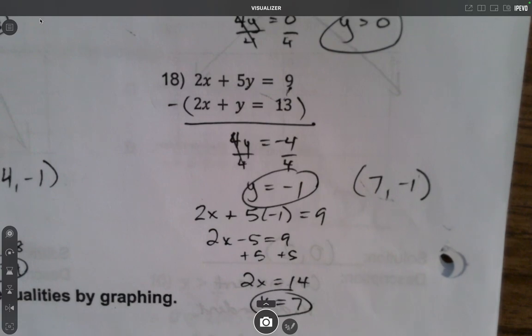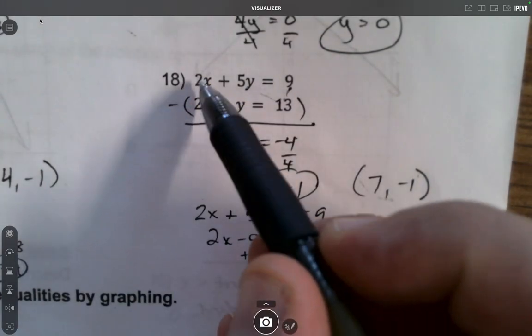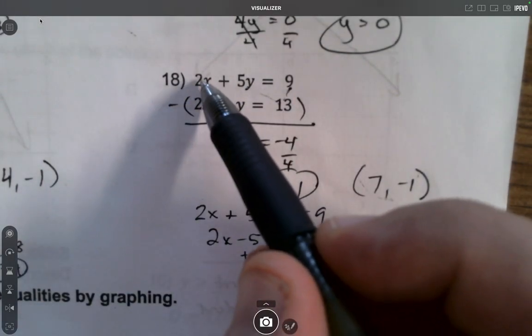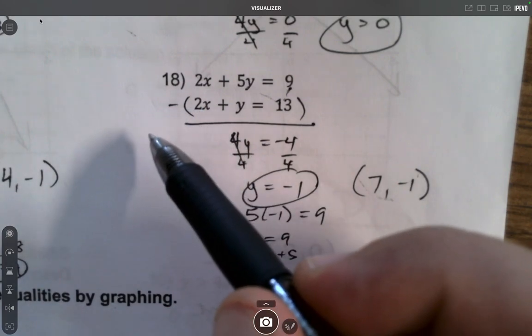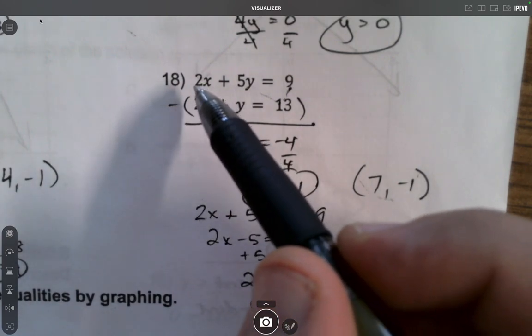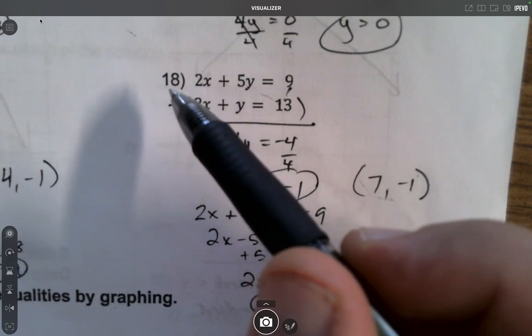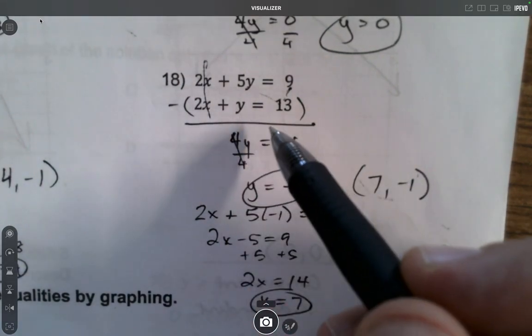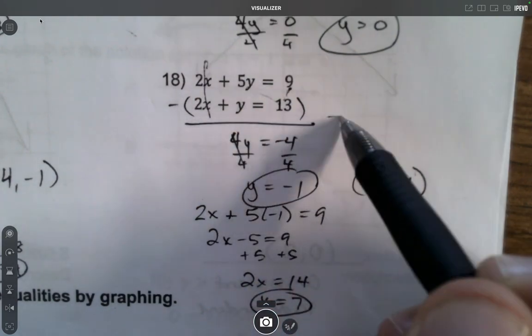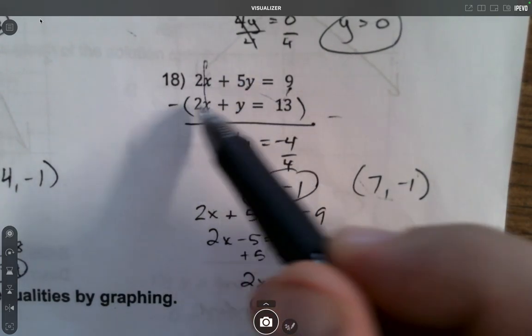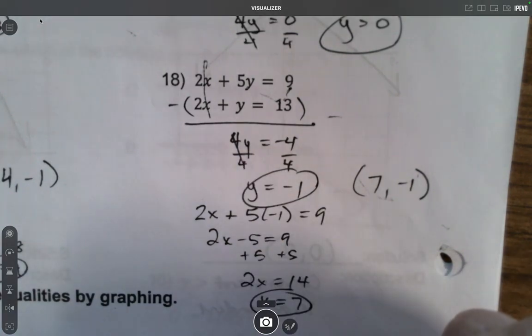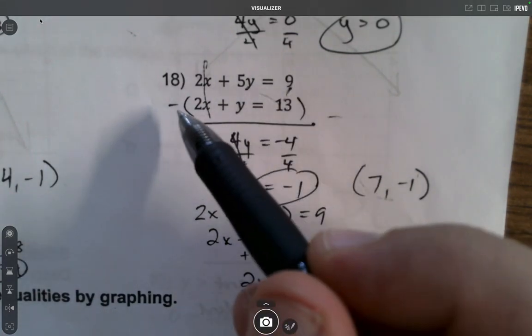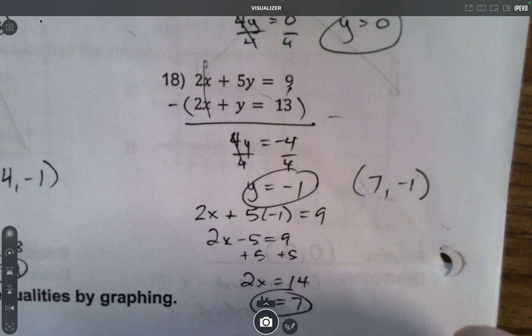Okay, on 18, we do have some matching numbers, 2 and 2. Since they have the same sign, we'll need to subtract the two equations from each other. So we've got to make sure the x's get canceled out. So 2x minus 2x is 0. Those go away. Make sure you subtract all the way through. 5y minus y is 4y. 9 minus 13 is negative 4.